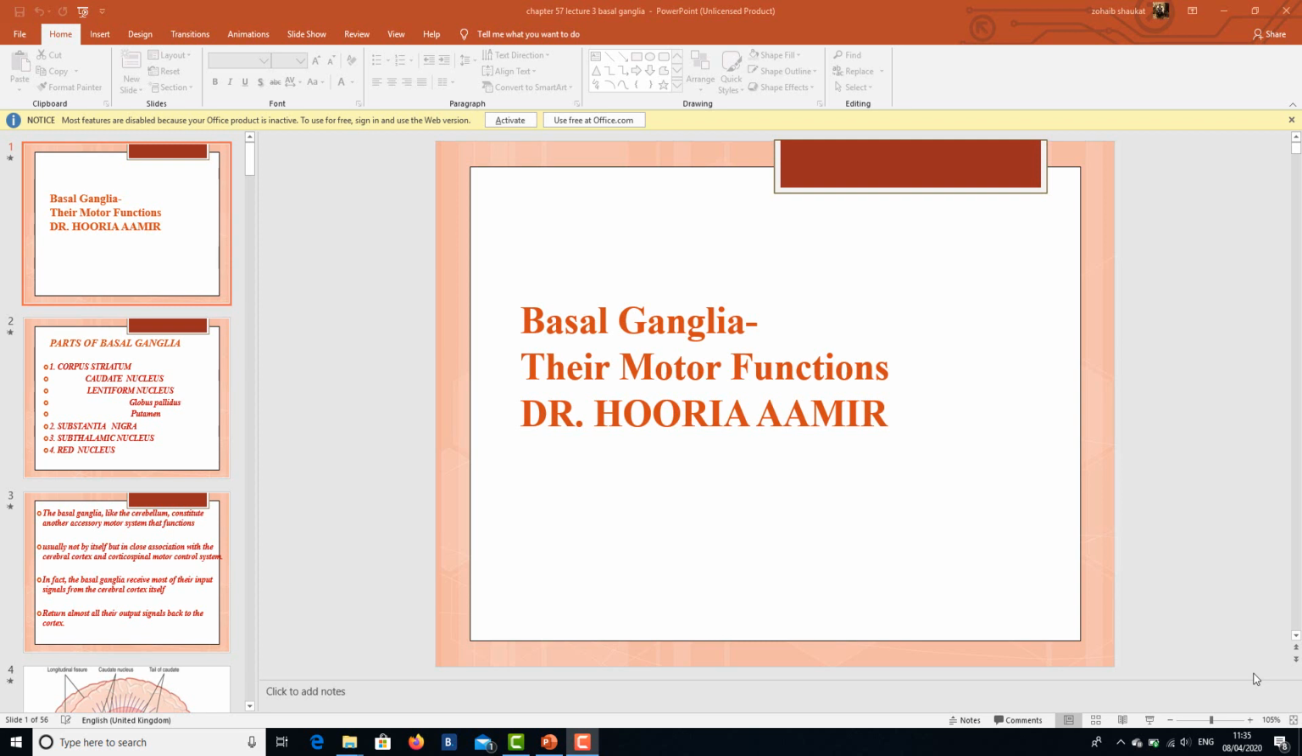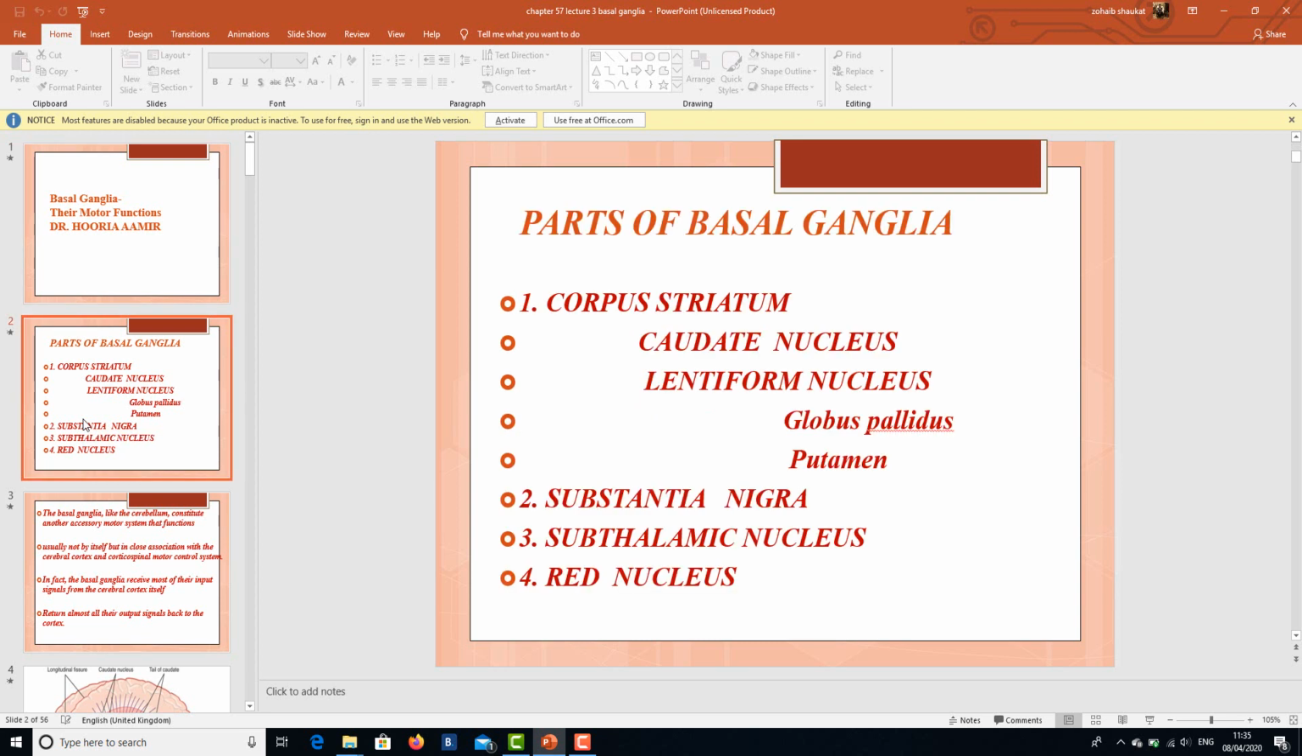Today we are going to learn about the basal ganglia and their motor functions. Before starting to learn in detail, let's talk about the components of the basal ganglia one by one. What are the basal ganglia's parts? They are the corpus striatum, which is composed of the caudate nucleus and lentiform nucleus. Then we have the globus pallidus, putamen, then substantia nigra, subthalamic nucleus, and red nucleus.